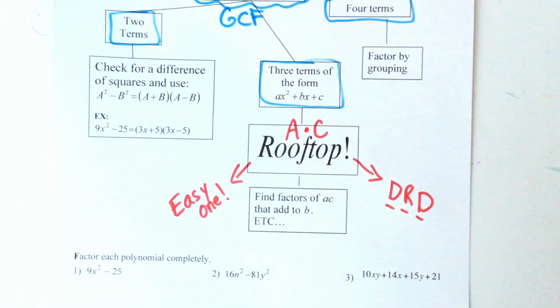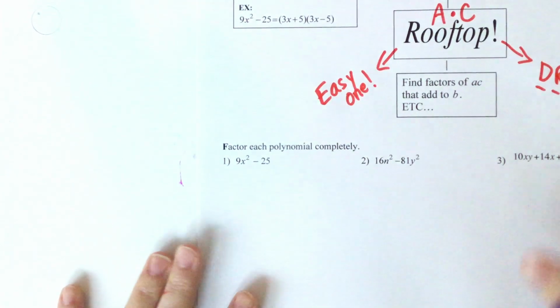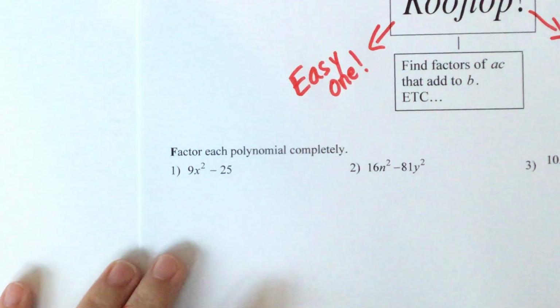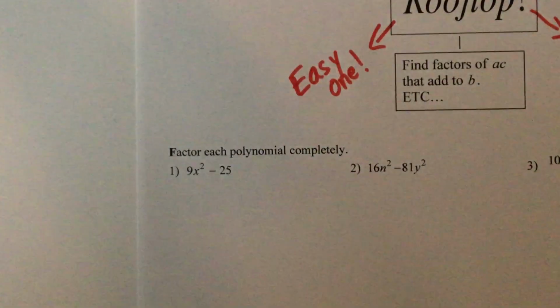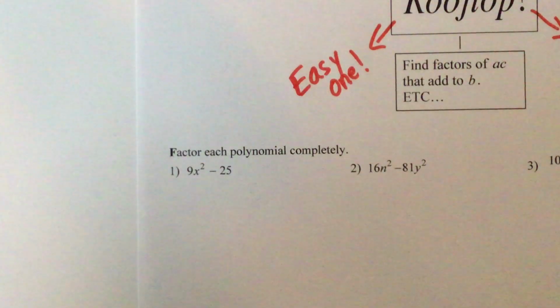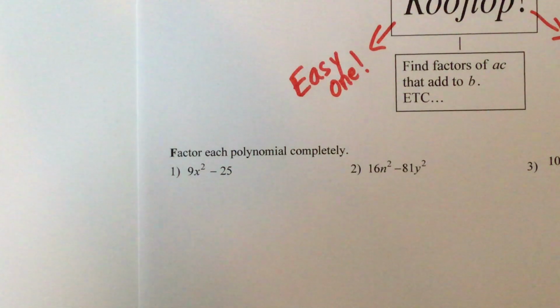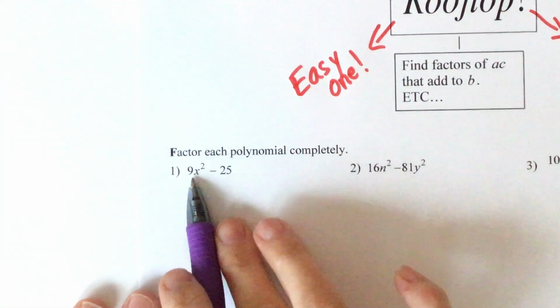Okay, so let's just start. All right, looking at this first example. So first, you're always supposed to look for a GCF. Do you think that it has one? Sorry, I'm trying to make this not blurry here. Okay, it does not have a GCF. So count the terms. 1, 2.